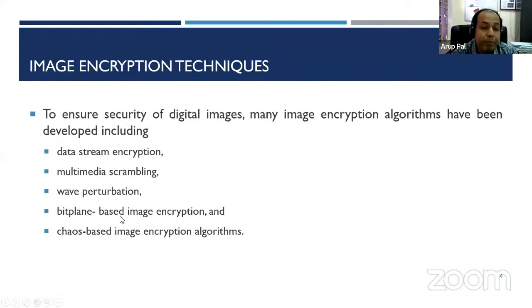Another way is bit plane based image encryption. That means you divide the image into different planes. As you know, an image is a representation of pixels, and a pixel has 8 bits of information. If you consider each bit one by one and form an image from it, that is called a bit plane. So you can apply the enciphering process at the bit plane level. Another is chaos based encryption, and people prefer chaos based encryption.